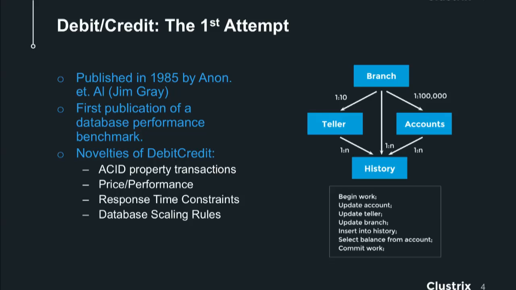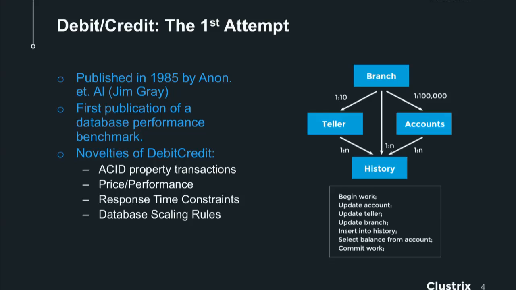He also introduced the concept in there of price performance. It wasn't enough to just talk about how much TPS you had. How much bucks did the TPS cost, right? If I'm going to get lots of TPS, am I paying lots of bucks for it or not, right? He also introduced a concept of response time. In other words, particularly in the OLTP space, how long it takes you to do the transaction matters, not just how many transactions you do. And he introduced some concept that you would actually scale databases behind this stuff.